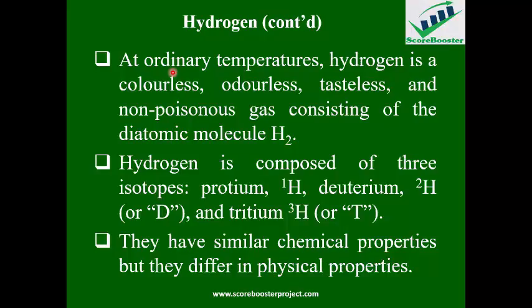They have similar chemical properties, simply because they contain the same number of electrons. But they differ in physical properties because of the change in their mass number. So their number of neutrons are not the same, so they don't have the same physical properties, but the way they react is the same, because they contain the same number of electrons, and that electron is what is taking part in the chemical reaction.